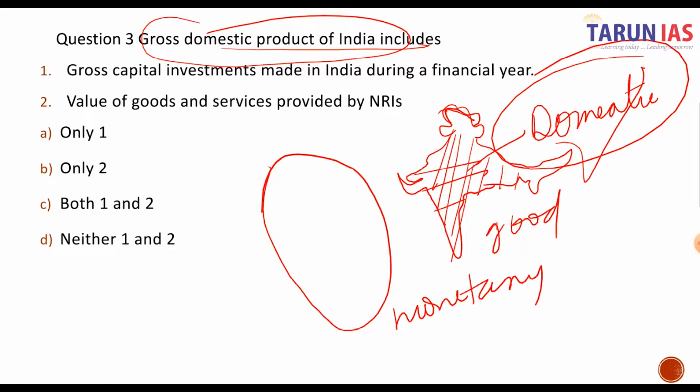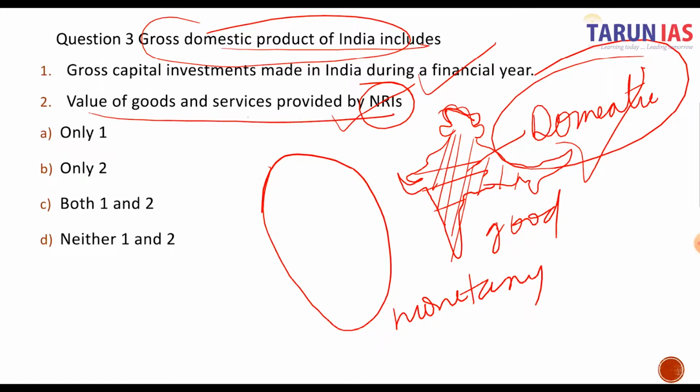Even the income which is earned by Indian nationals in foreign countries is not included. However, the final goods and services produced by foreigners in India, within the domestic boundaries, will be counted in the domestic product. So the gross capital investments made in India during a financial year, whether this is included or not. The value of the goods and services provided by the NRIs, these are non-resident Indians, that means the service is being imported, right? So service is being imported.